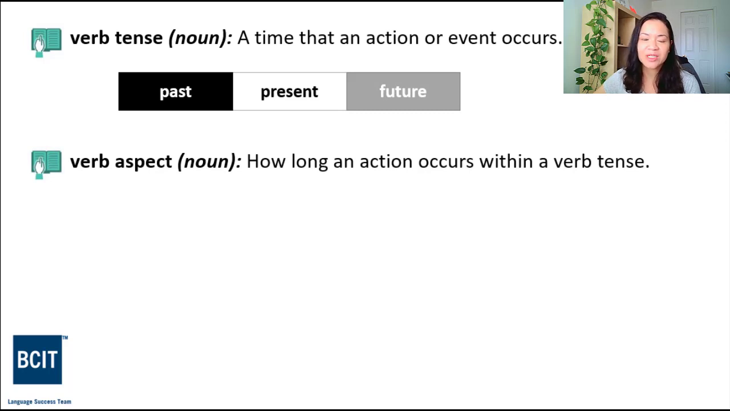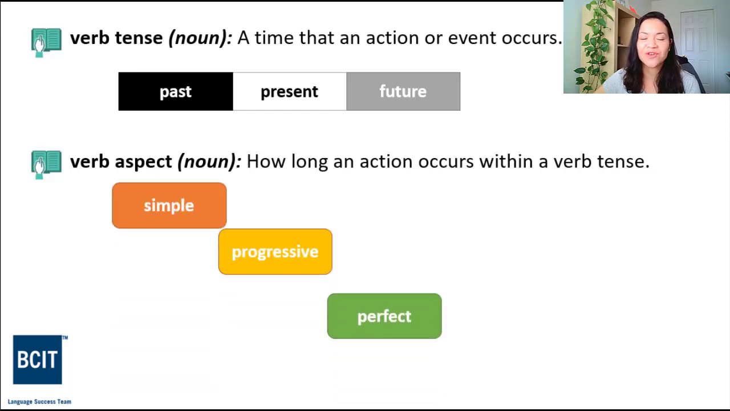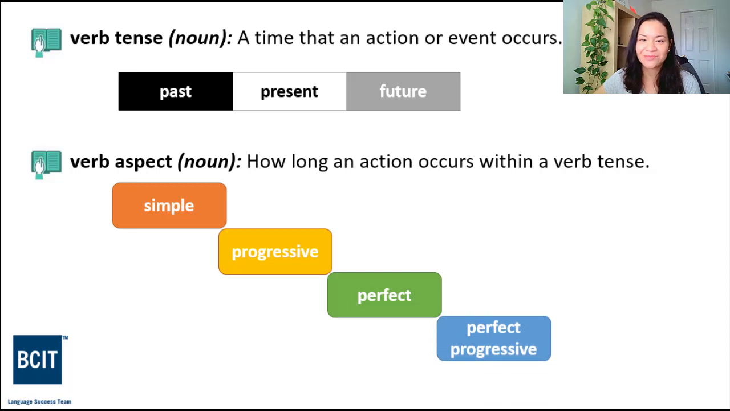What a lot of people consider verb tenses are actually verb aspects. Rather than time, aspect indicates how long an action occurs within the verb tense. In English, we have 4 aspects: simple, progressive, perfect, and perfect progressive. Now, this might seem confusing, but it's actually helpful to think about verbs in this way. Let's break it down.